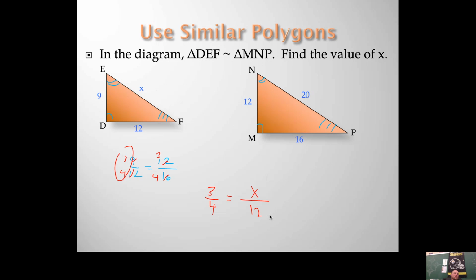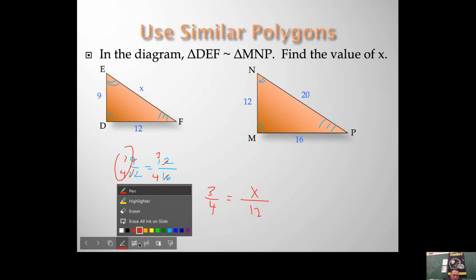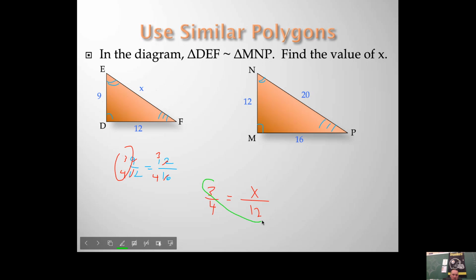How do you solve a proportion? Well, cross multiply. Here's the easy way to cross multiply. We're going to do 3 times 12, and that's 36. Take that 36 and just divide by 4. 36 divided by 4 gives you 9.